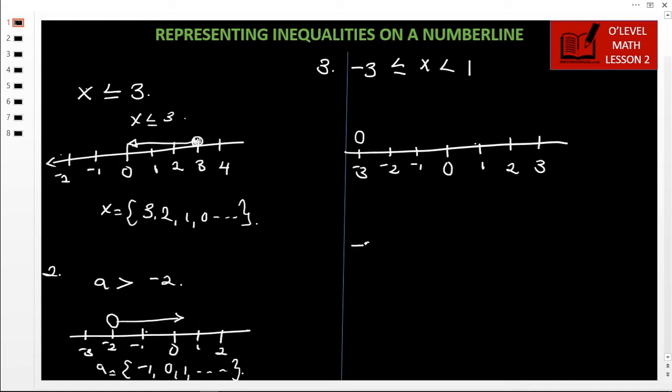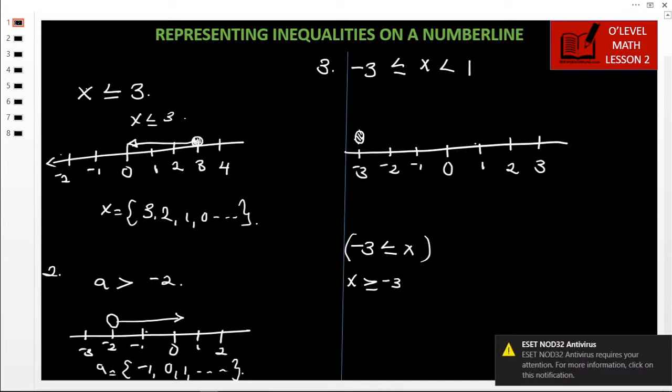When you have negative 3 is less than or equal to x, let us first take the first portion. This means that x is greater than or equal to negative 3. So negative 3 is going to be inclusive. Then the values of x are those values that are greater than negative 3, so negative 2 and onwards.